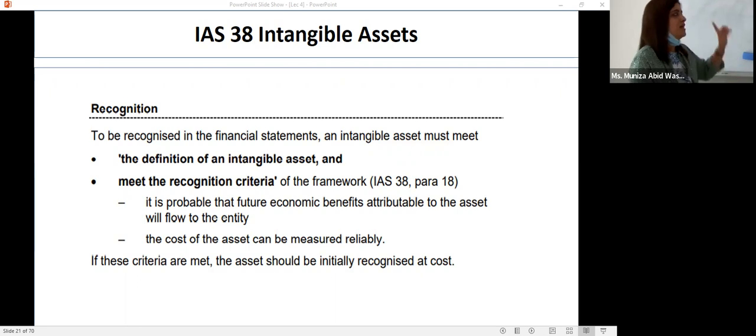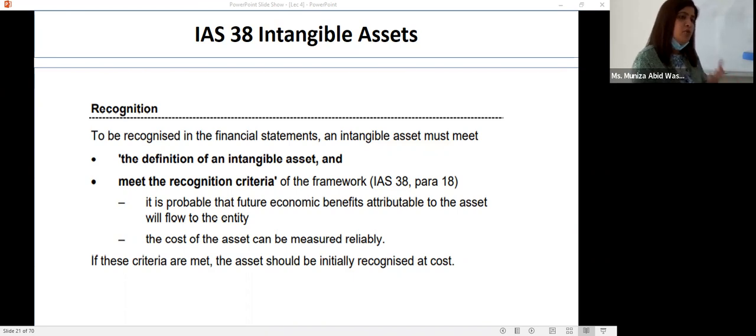The same recognition criteria applies to IAS 38 as well. In order to recognize any kind of non-current asset in our books of accounts, two criteria have to be met. What are those criteria? It is probable that the future economic benefits attributable to the asset will flow to the entity, and the cost of the asset can be measured reliably. Number one, it is probable that the future economic benefits will inflow to the entity, and those future economic benefits could be in the form of inflow of revenue and in the form of cost savings as well. And the cost of the asset can be measured reliably.